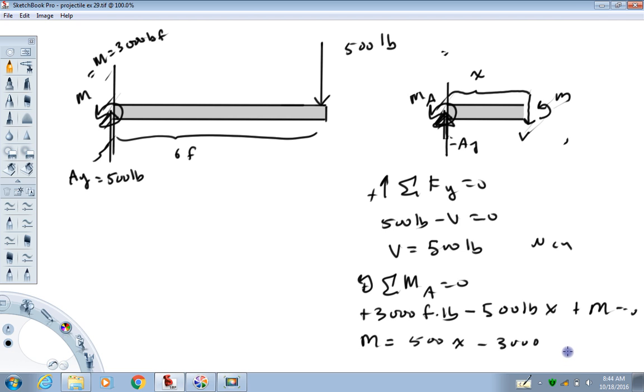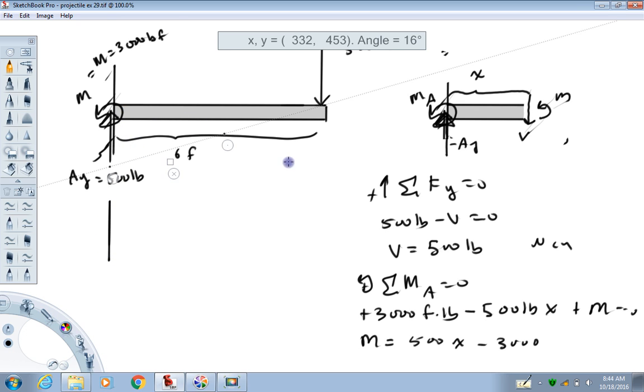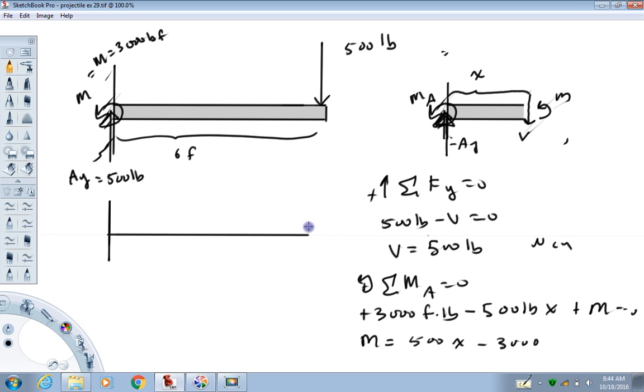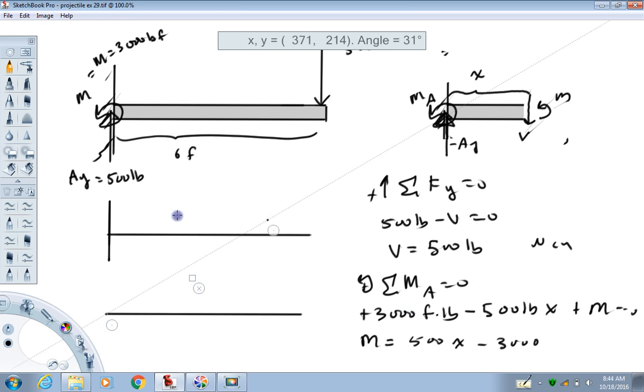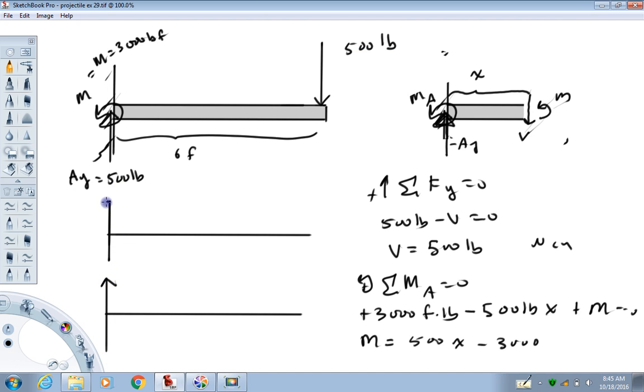Now what I'm going to do is go ahead and sketch these, draw graphs of these. Now when you do shear moment diagrams, it's pretty customary to do them right along the length of the beam that you're analyzing. So I'm going to use this graph for my shear, another graph here for the moment. Close enough, okay. So shear against x, moment against x.